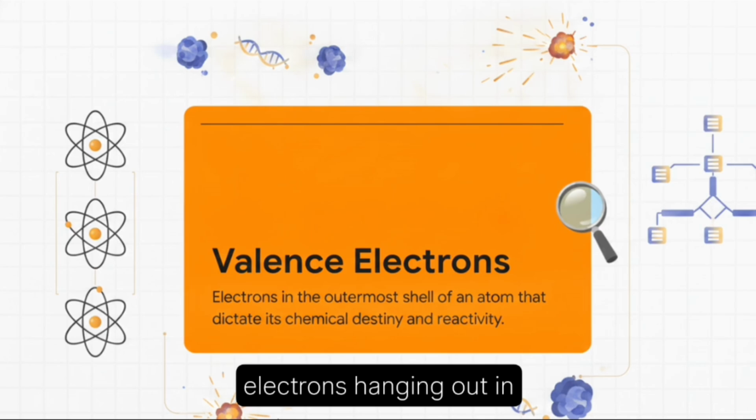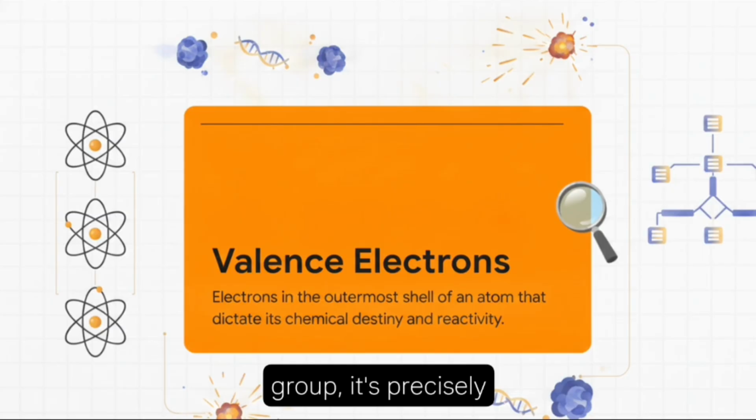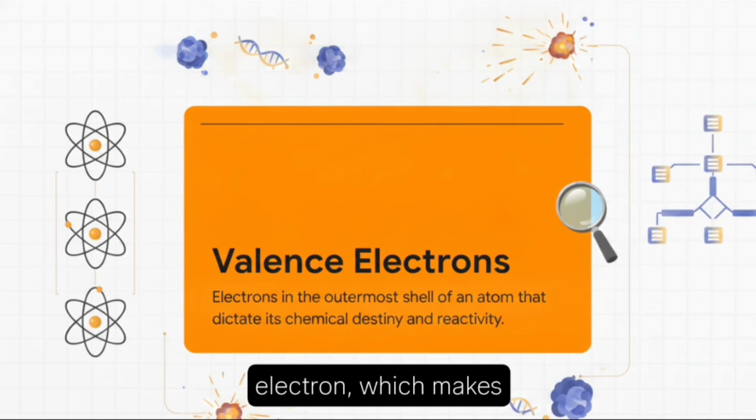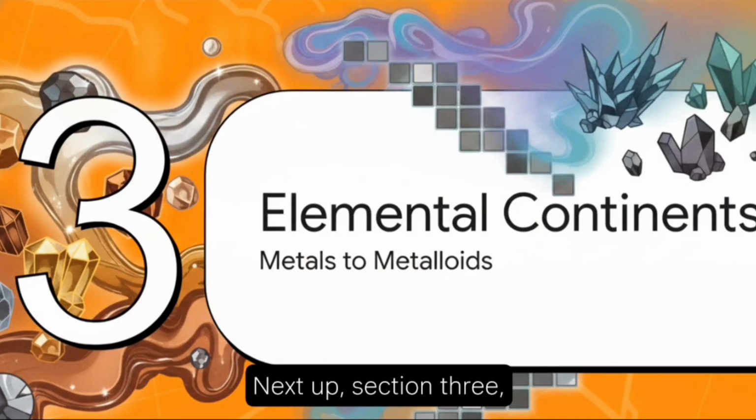Basically, these are the electrons hanging out in the outermost shell of an atom, and they completely dictate its chemical destiny and reactivity. If elements are placed in the same vertical group, it's precisely because they have the exact same number of these outer valence electrons. So it is literally like a family sharing DNA. For example, take group 1. All the elements there have just one valence electron, which makes them all behave in highly reactive and frankly sometimes explosive ways.